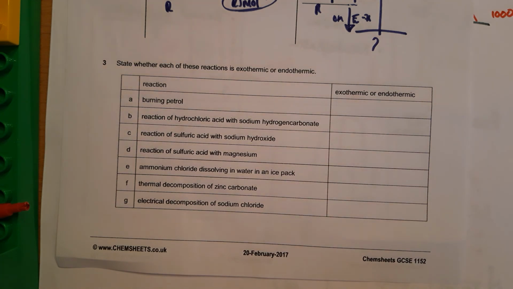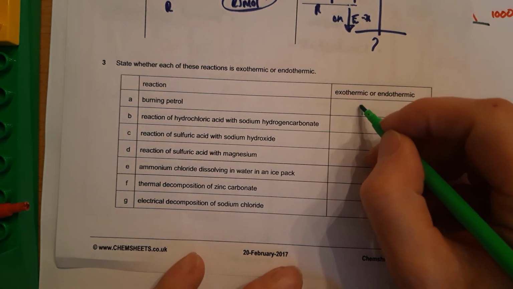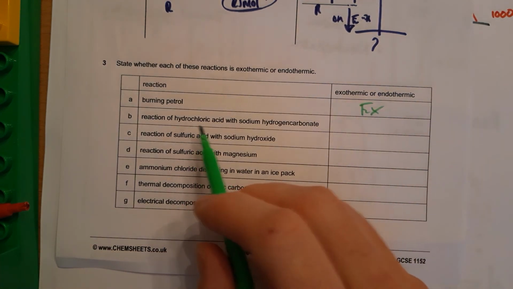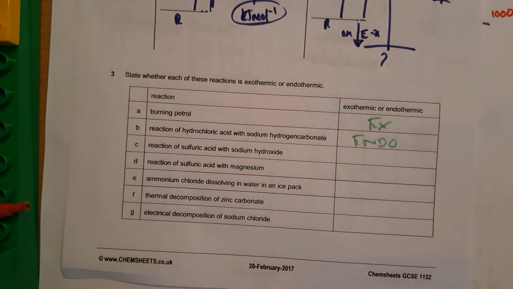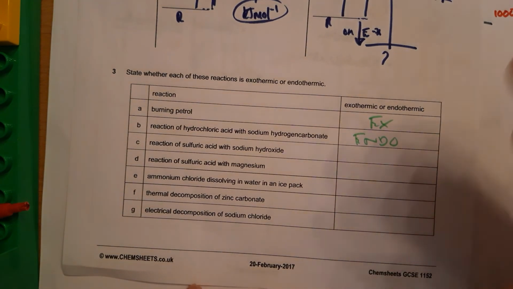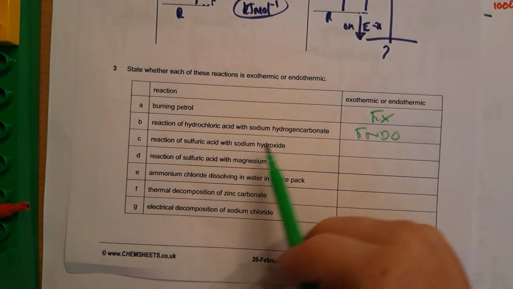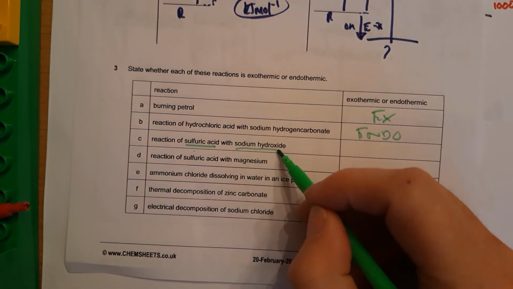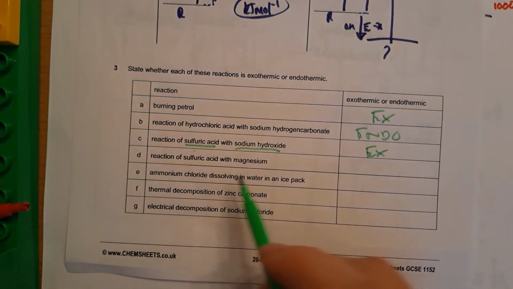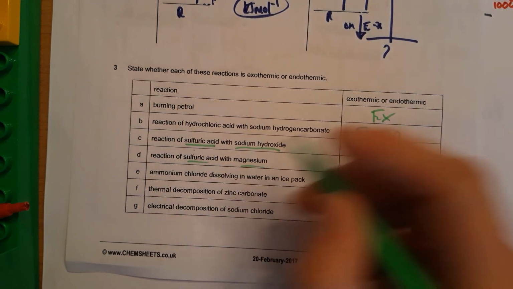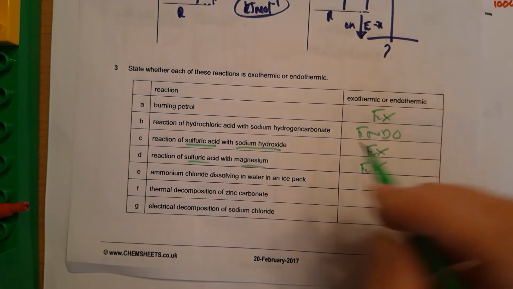Okay, state whether each of these reactions is exo or endo. Burning, exo. Hydrochloric acid with sodium hydrogen carbonate, endo. Now you might have looked at these and thought, how am I meant to know that? Well, you've got to, because in your revision guides, there's a list of ones that you need to know. Acid and alkali, that's neutralization, and that is exothermic, always. Sulfuric acid with magnesium, if you ever put magnesium in sulfuric acid, you'll know it gets hot, exo.